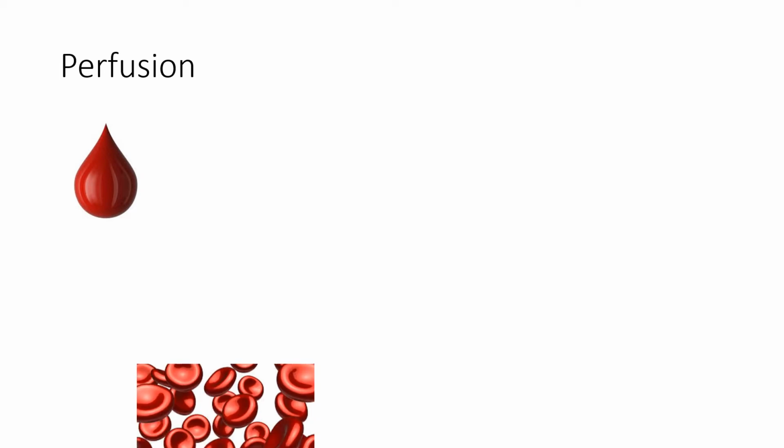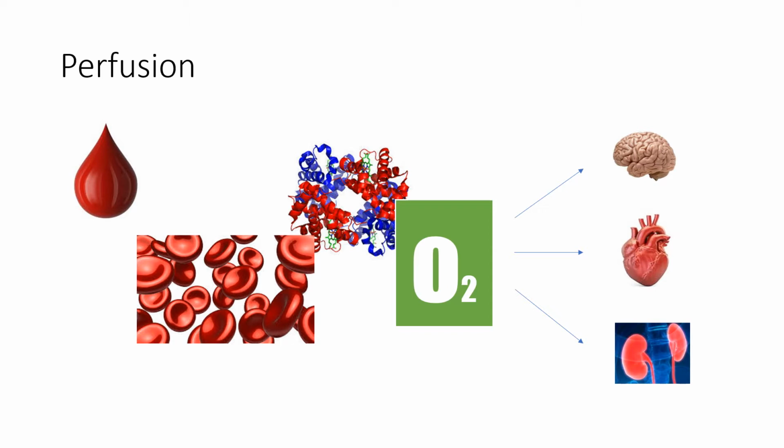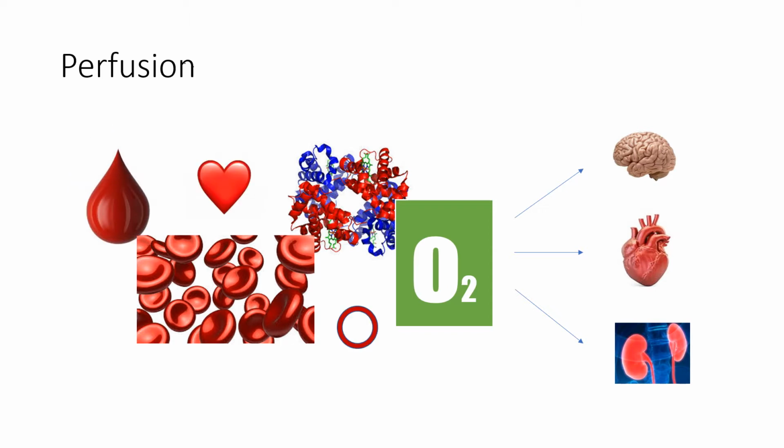Your body contains blood, in particular red blood cells, and the red blood cells have the hemoglobin which carry the oxygen to where they need to be. This perfuses the end organs such as the brain, the heart, and other organs such as the kidneys and tissues. All EMS providers should be aware of the components of perfusion within the human body. Blood, the heart, hemoglobin, oxygen, blood vessels, and red blood cells.